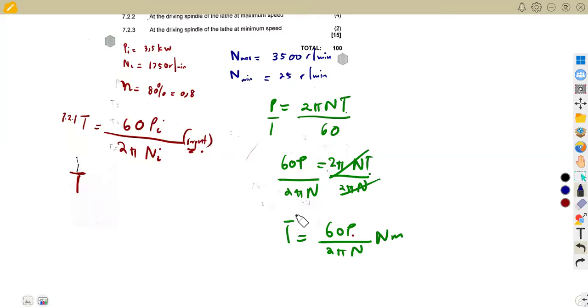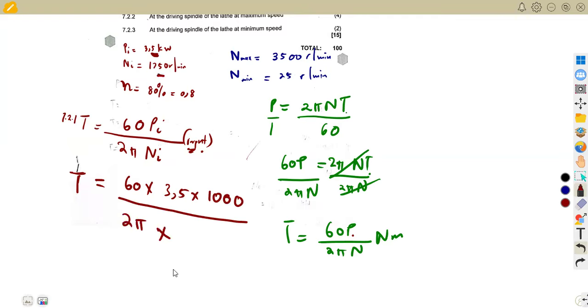So let's substitute: 60 times the input power, 3.5 kilowatts, so that's 3.5 times 1,000, everything over 2 pi times the input speed, which is 1,750. That was going to give us the torque, which is 19.099 Newton meters. That's the idea there.